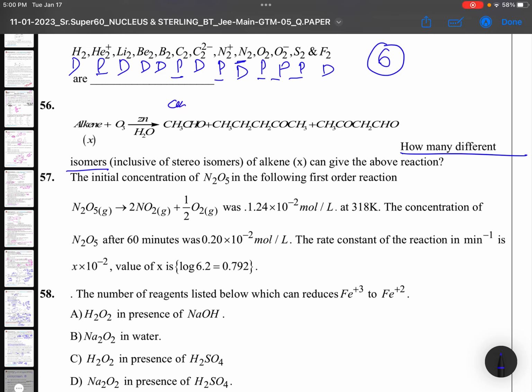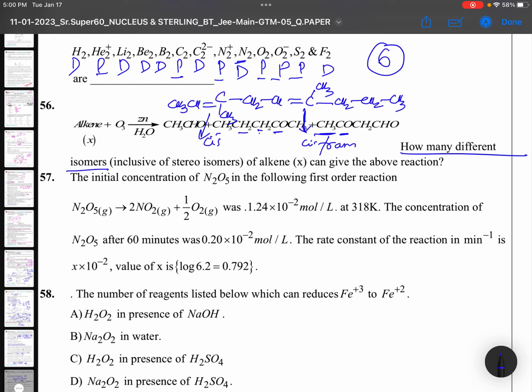See, CH3CH double bond, here O is there. This is methyl. This part I am taking CH2, CH double bond, and this carbon I need to take CH3. So CH3CH2, CH2CH3. This can show cis trans. It can also show cis trans. So cis trans, cis trans.